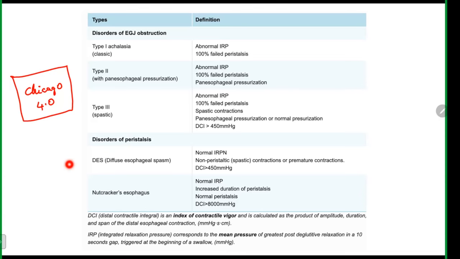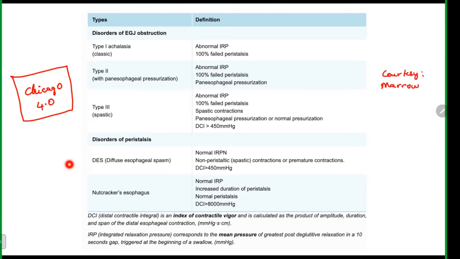In type 1, 100% failed peristalsis; in type 2, 100% failed peristalsis; in type 3, 100% failed peristalsis. What changes is, in type 2, there is pan-esophageal pressurization. What is pan-esophageal pressurization? The entire esophagus pressure is abnormal. In classic, it's going to be one part. And type 3 has spastic contraction in addition, with DCI more than 450 millimeter of mercury.